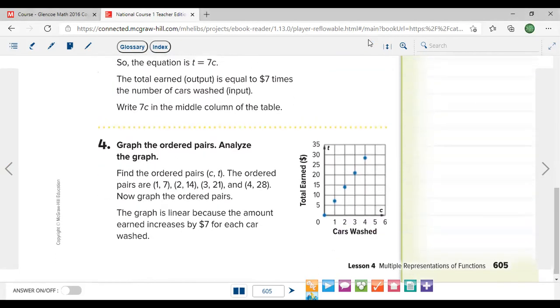Another example, if we want to graph this one, we said 1 and 7, 2 and 14, 3 and 21, 4 and 28. So, of course, no car means no money. So 0 and 0, 1 and 7, 2 and 14, 3 and 21, 4 and 28, and they appear to be on the same line. And of course, here the amount is increasing by 7. As long as we are increasing one car, the amount is increasing by $7.